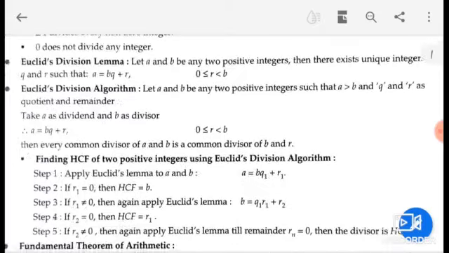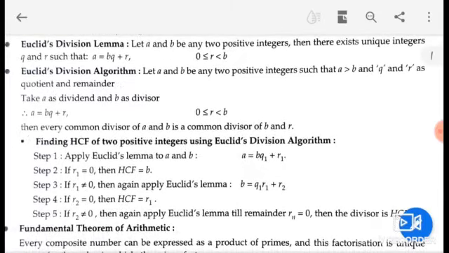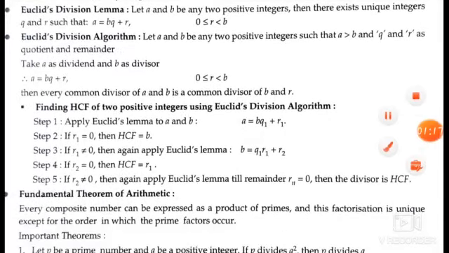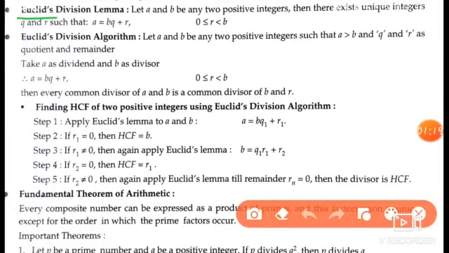The next point, Euclid's division lemma. Let a and b be any two positive integers, then there exist unique integers q and r such that a is equal to bq plus r, where 0 is less than or equal to r, and b is always greater than the remainder. I will explain using one example.